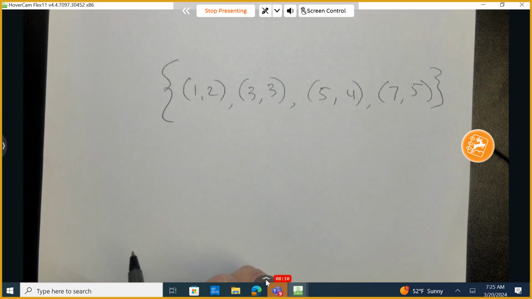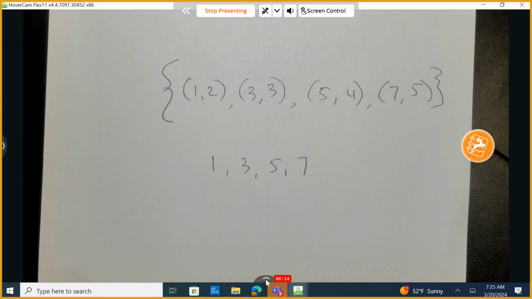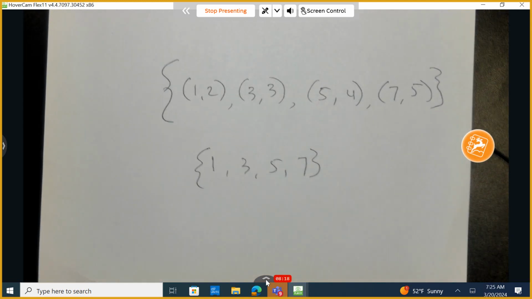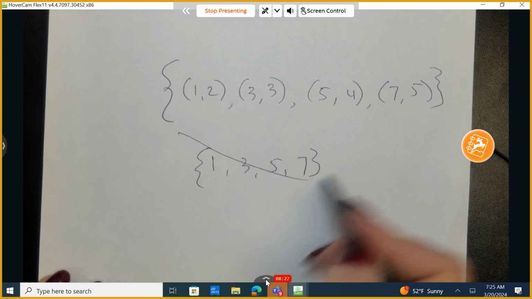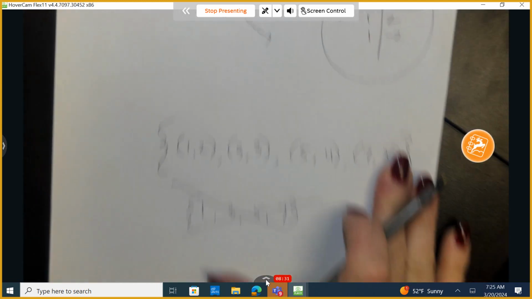The domain is just the x values, 1, 3, 5, and 7. So I want to know, if I just list the domain, is that a function? To be a function, you have to have an input and you have to have an output. Is there an input and an output here? No, not at all. Okay, and this very last one.